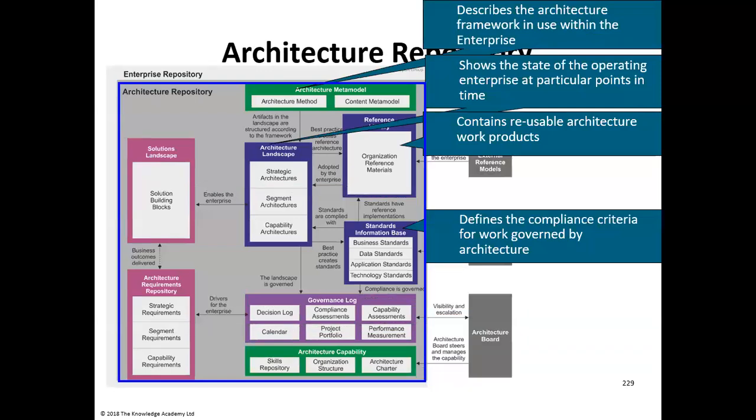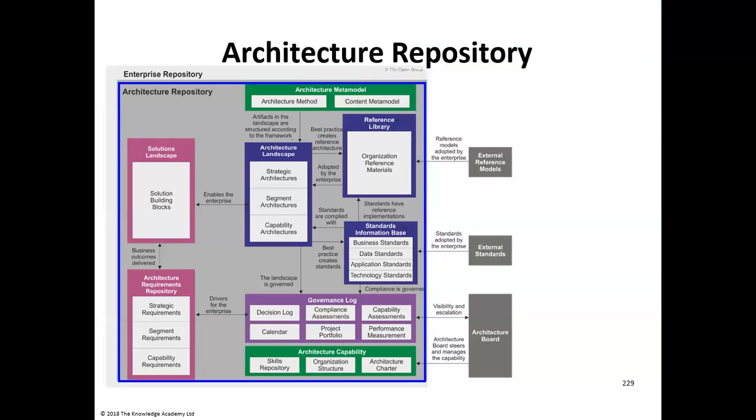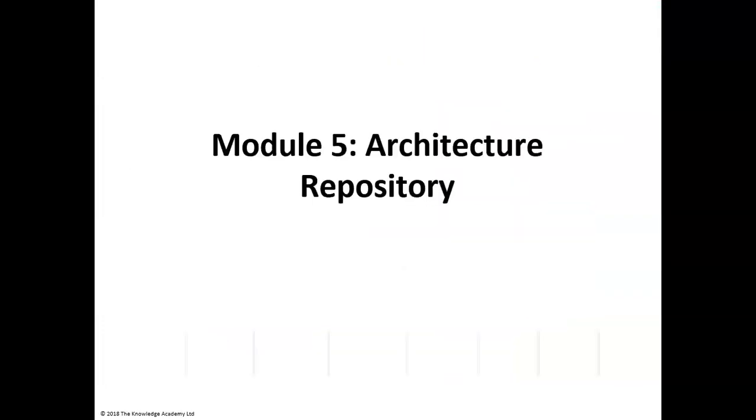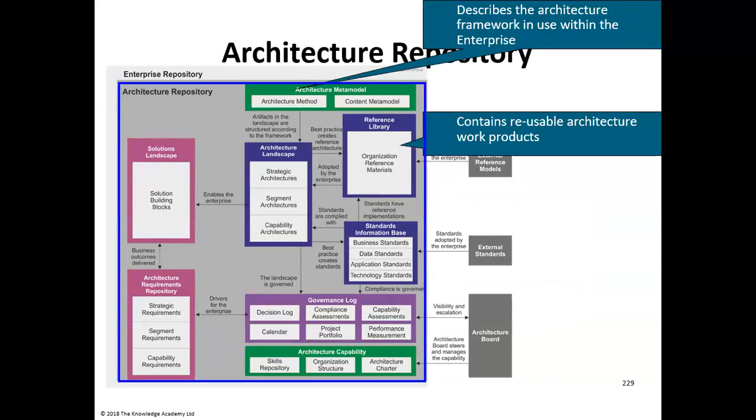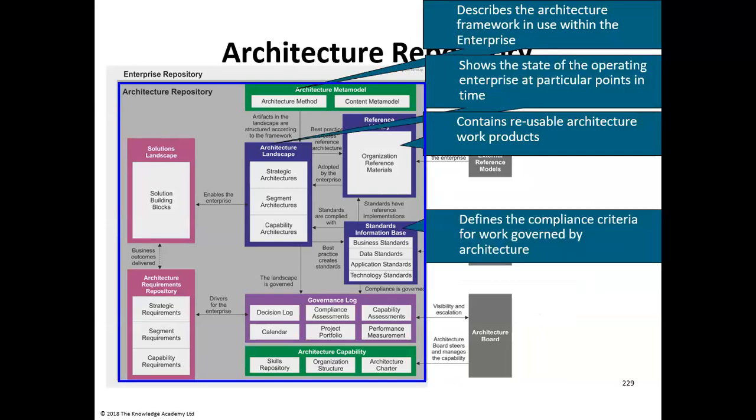Now, the fourth one is called the standard information base. I want to tell you about this one. This particular topic, the repository, you will surely get 2 questions in level 1. Architecture repository, you'll surely get 2 questions. Enterprise continuum, you get 2 questions, sometimes 3. Content framework, mostly you get 1 question, sometimes 2.